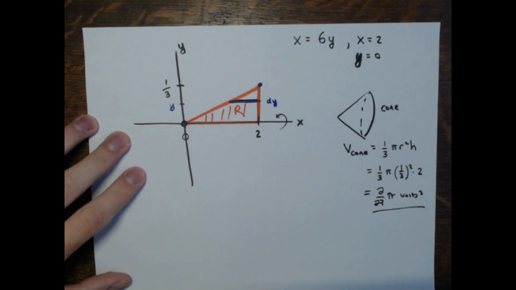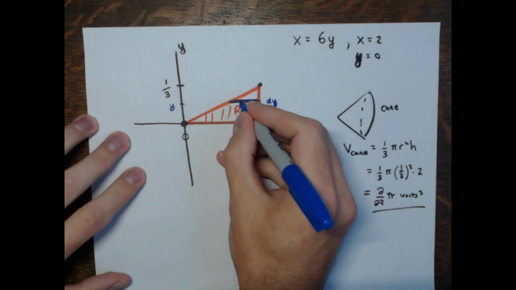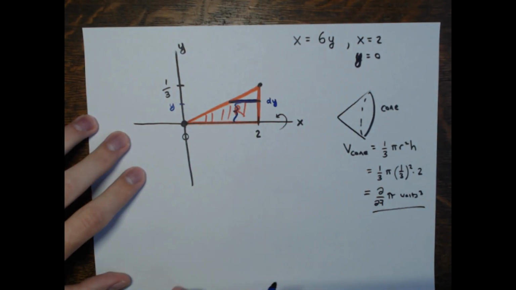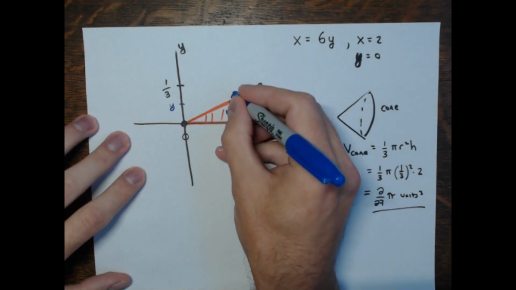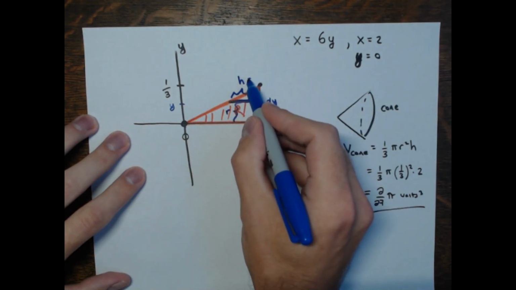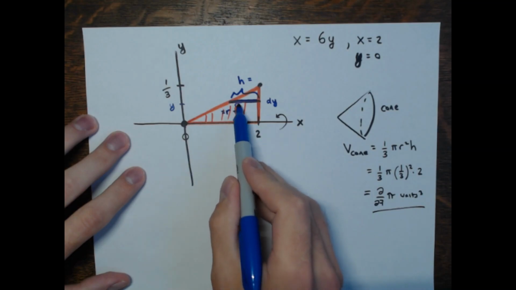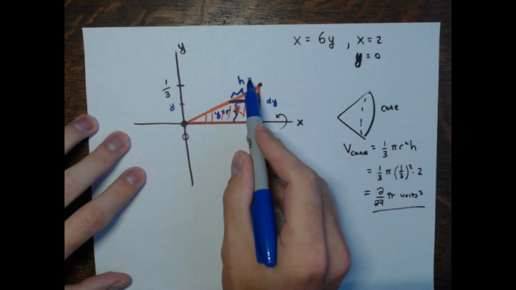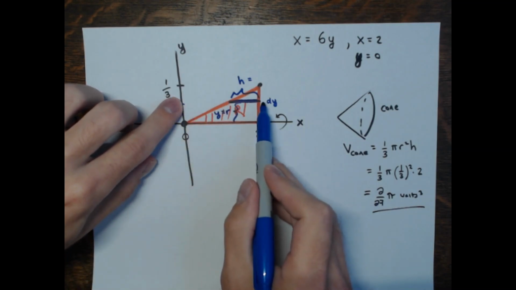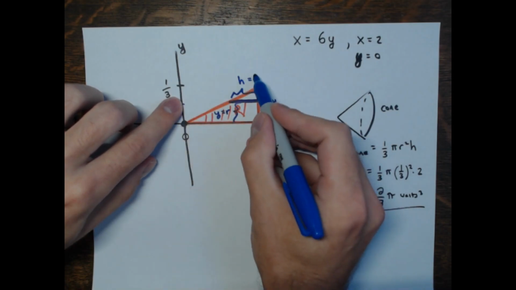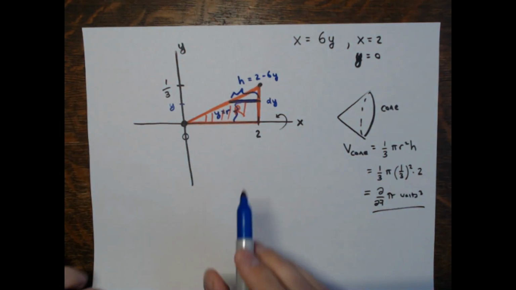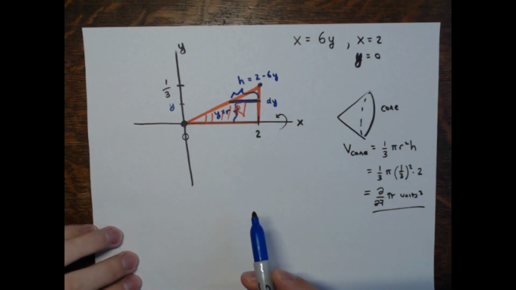Some little vertical change. When I rotate this rectangle around the x-axis, I'll create a shell, one of those rolled up pieces of paper. There's the radius, and then the height is just the length of the rectangle here. I want both of these in terms of y. The radius is simply whatever y value I chose, and the height is the x to the right curve minus the x to the left curve, in terms of y. So 2 minus 6y. That would be the x coordinate of the right curve minus the x coordinate of the left curve, leaving the rectangle length.